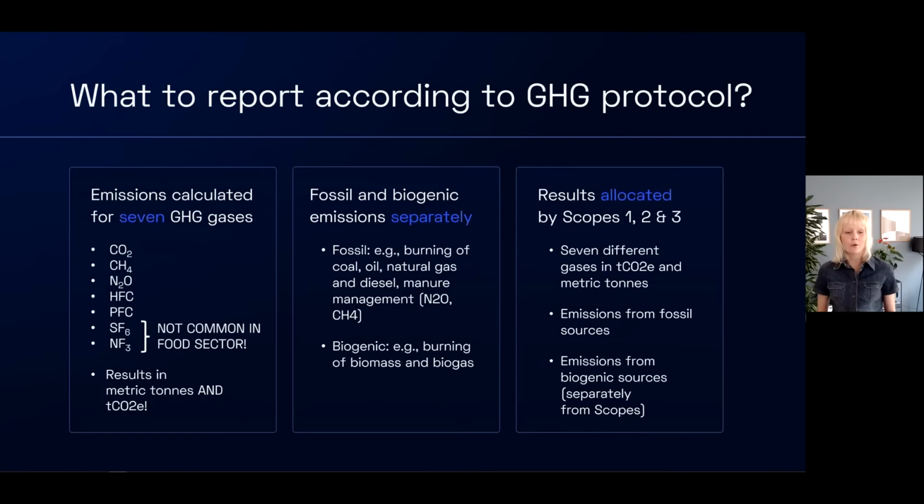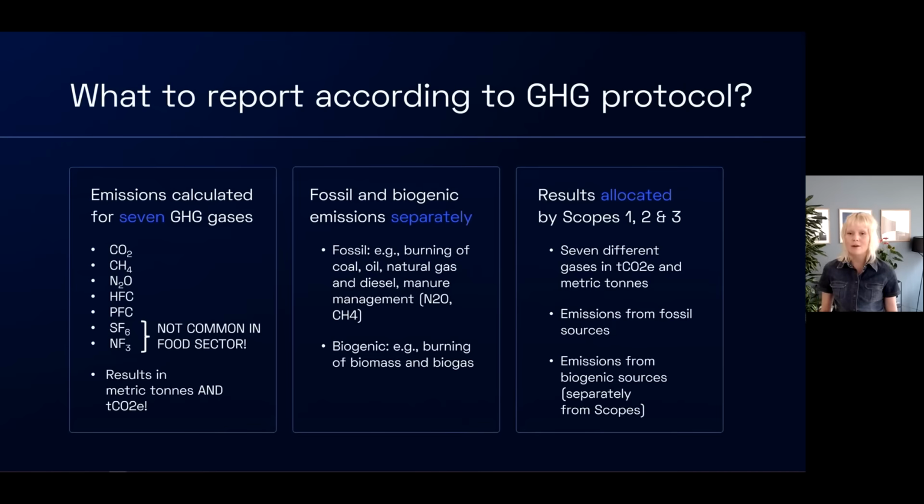One thing to note here is that the result should be presented in metric tons and in CO2 equivalents, meaning that you should report the actual amount that has leaked from your pipes or that has been emitted to the air in metric tons. In addition, you should use conversion factors to convert, for example, the amount of HFC to tons of CO2 equivalents. And then secondly, the fossil and biogenic emissions should be reported separately.